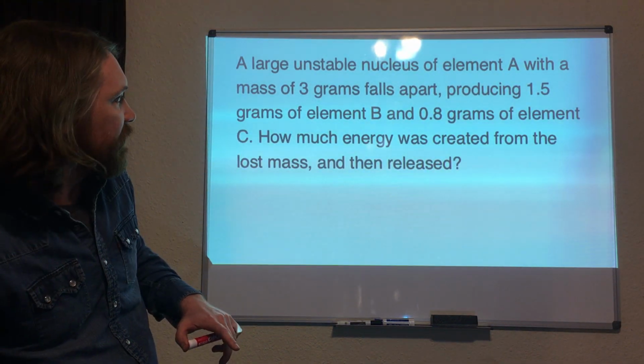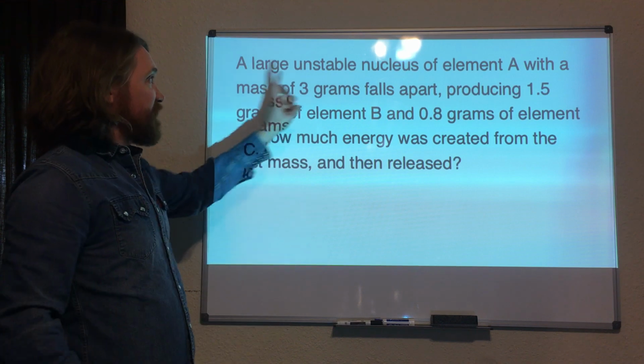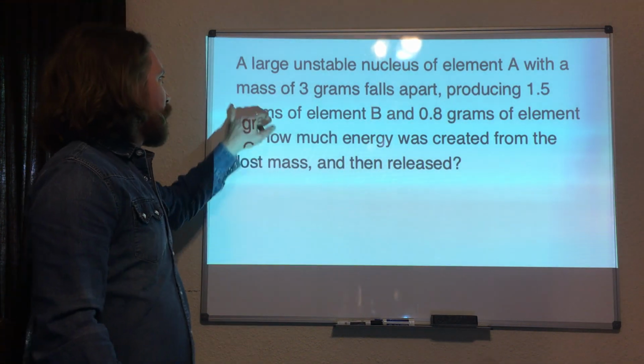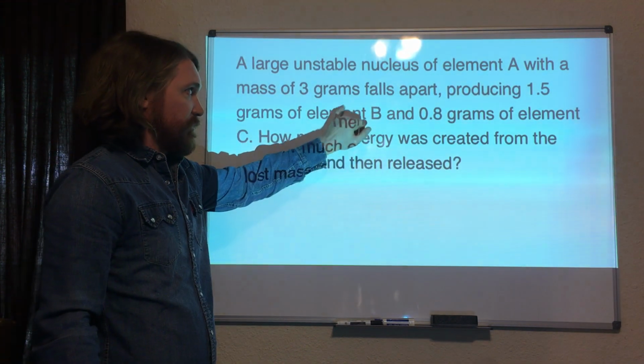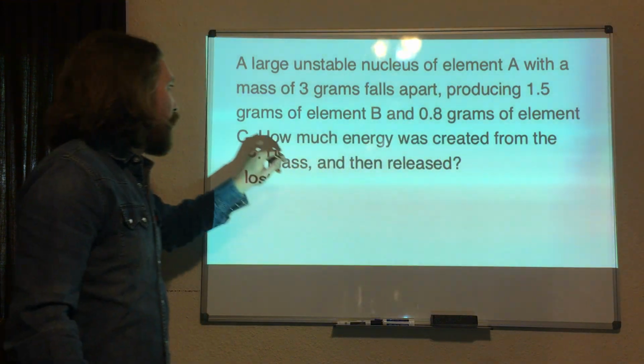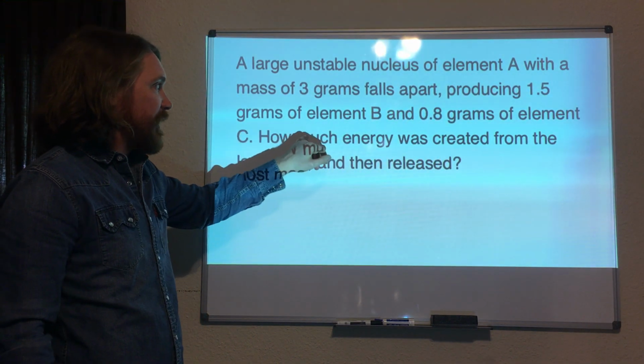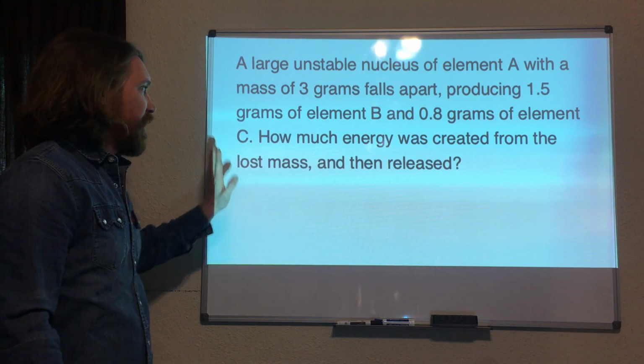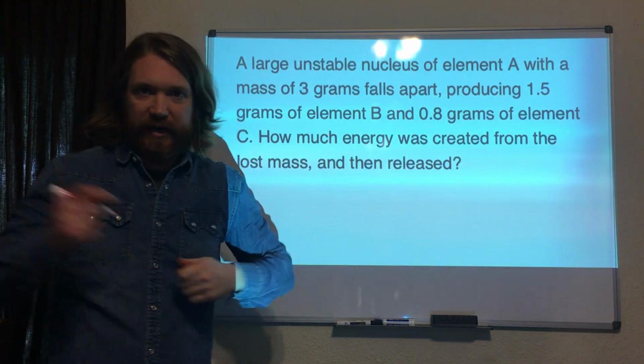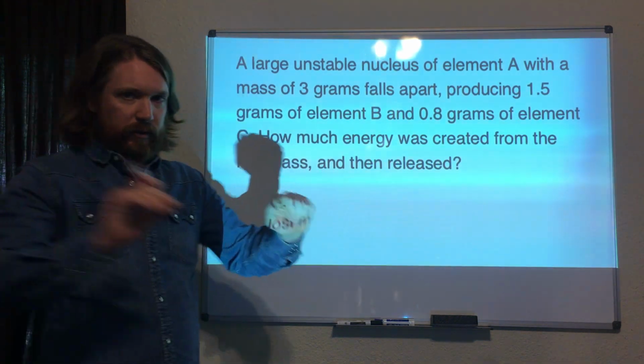Let's look at this problem. A large unstable nucleus of element A with a mass of 3 grams falls apart, producing 1.5 grams of element B and 0.8 grams of element C. How much energy was created? Okay, let's go through this.